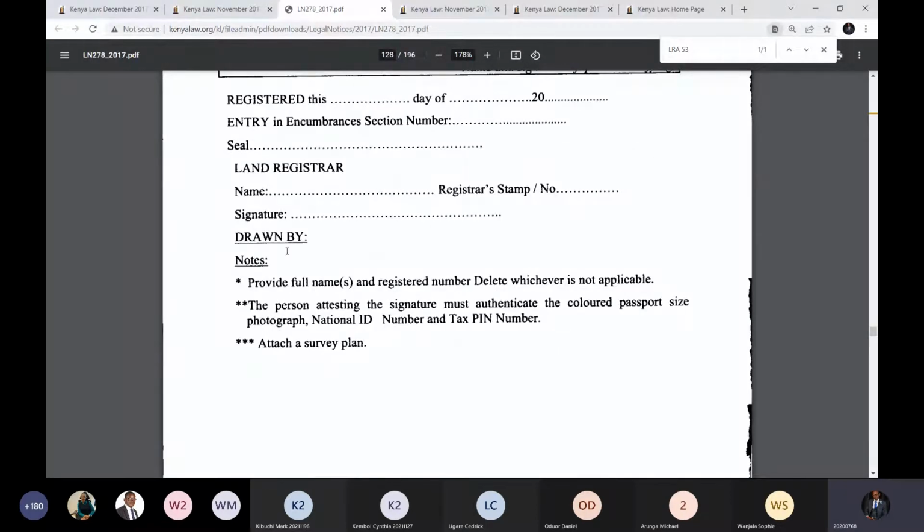So you prepare the charge, send it to the charger, and the charger executes it. After that, what's the next step? After the charge has been executed, not perfected yet, validly executed by both the charger and the chargee, what's the next step?